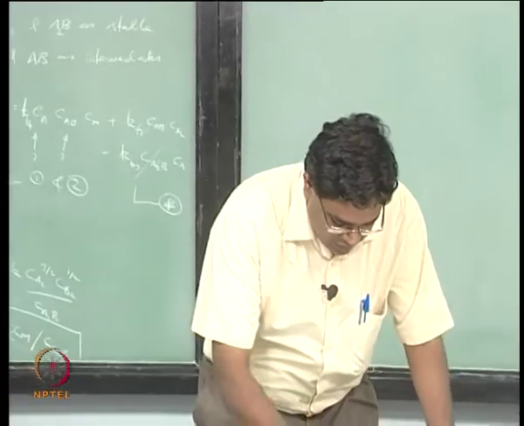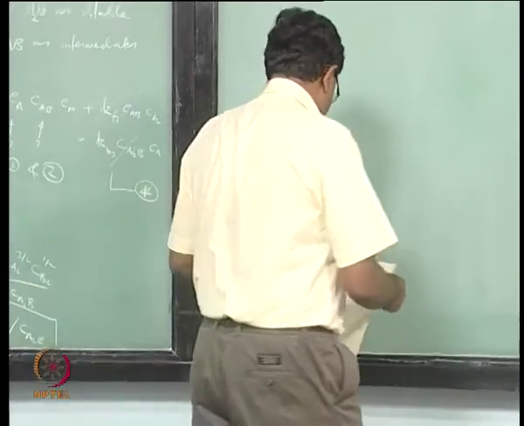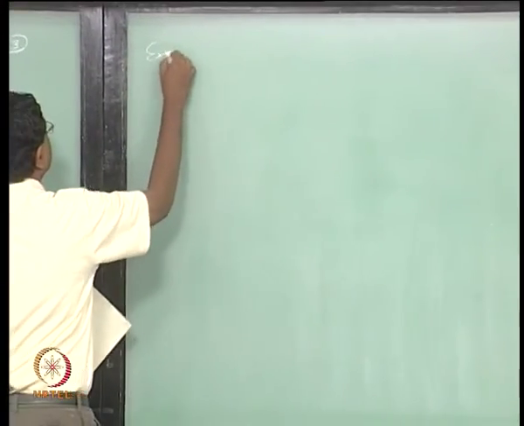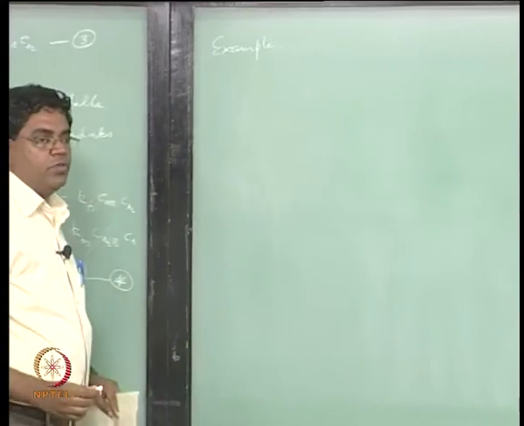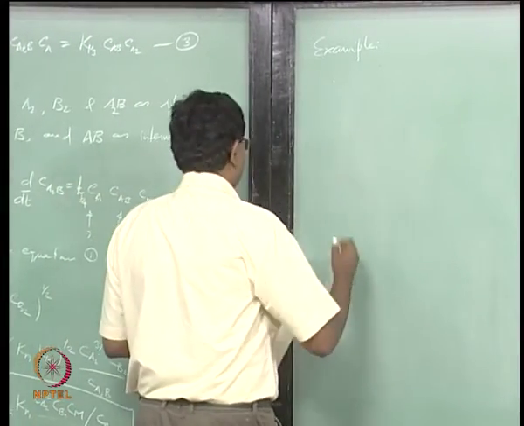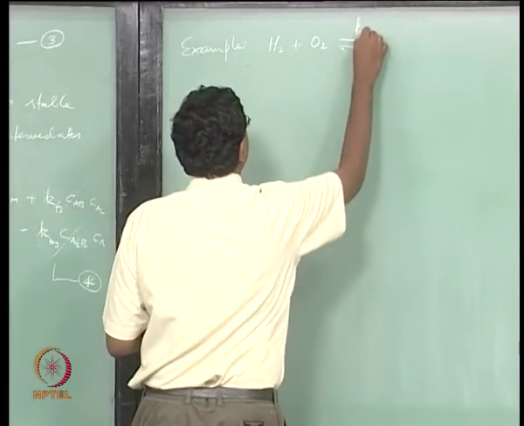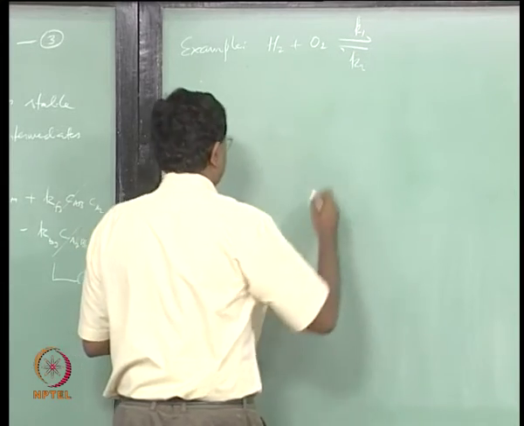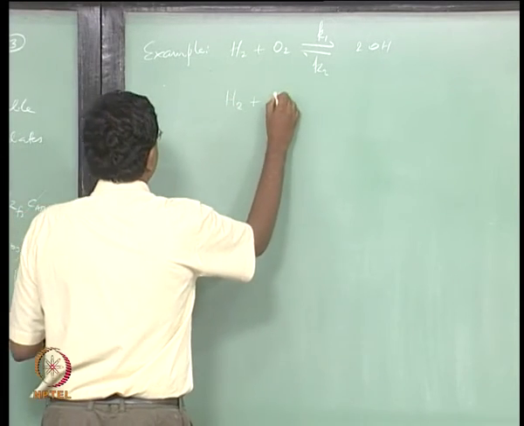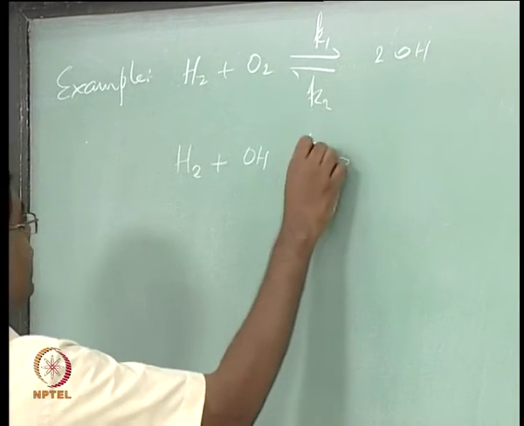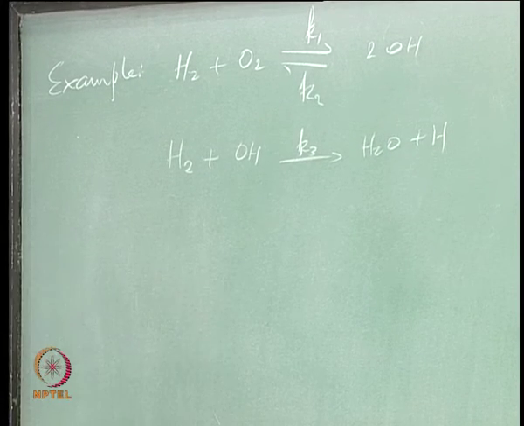So let me also give you a simple example, which is a little bit more realistic here. Just like how we had the hydrogen bromide example for the steady state approximation, here let us suppose that we have H2 plus O2 gives and takes with K1 here, K2 for the reverse, 2OH on the other hand, and H2 plus OH gives K3 H2O plus H.